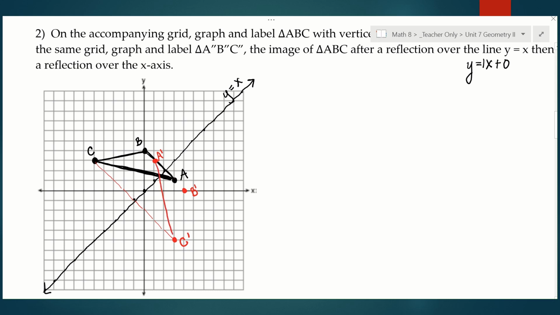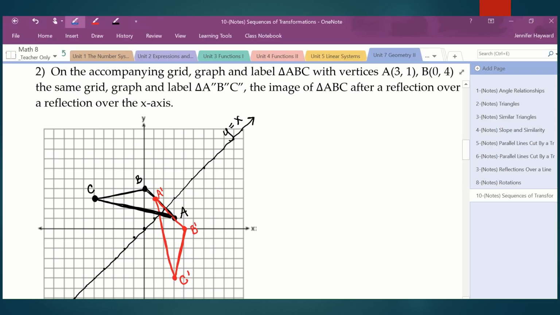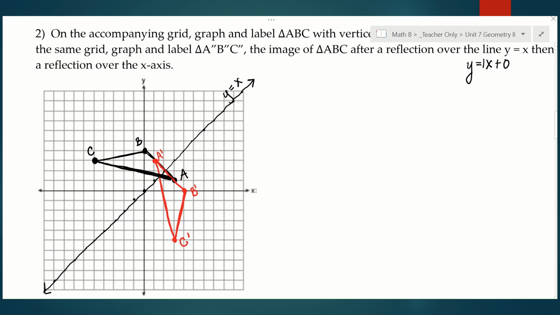Okay, so if I connect those, it should look like a mirror image over that line. So if you were to fold your paper on the line we drew, those two triangles should match up. Let me erase this line now so it doesn't confuse us later. Okay, so once you have that, we are ready to reflect over the x-axis.